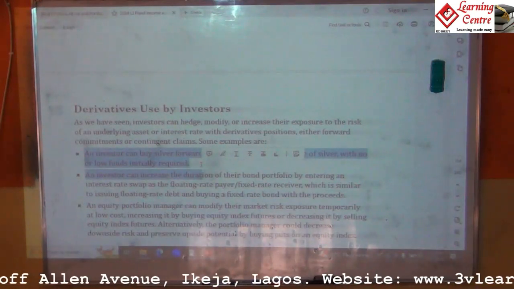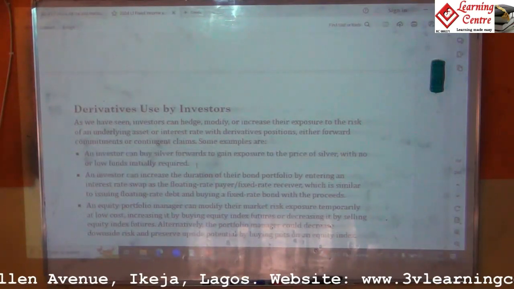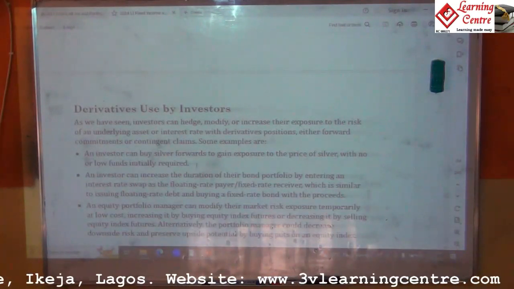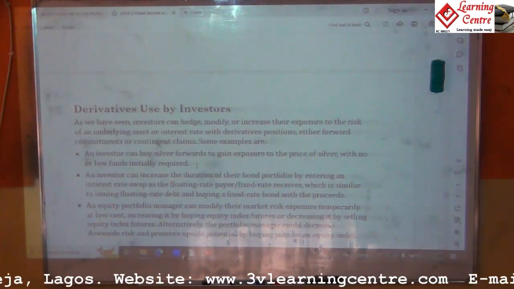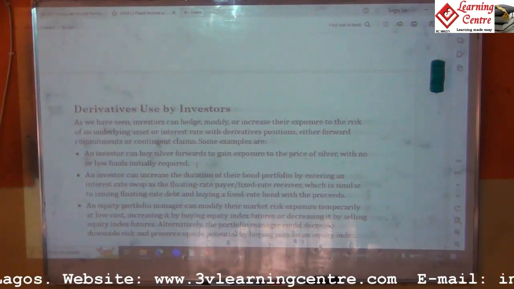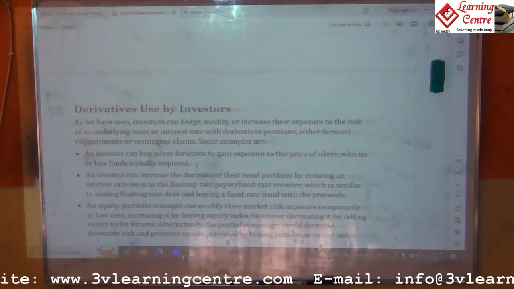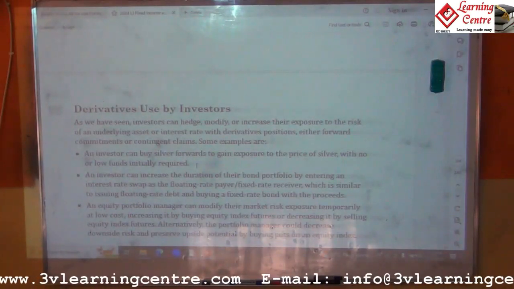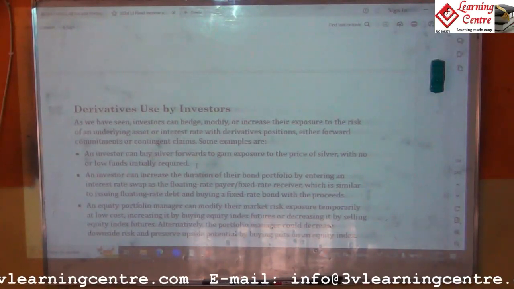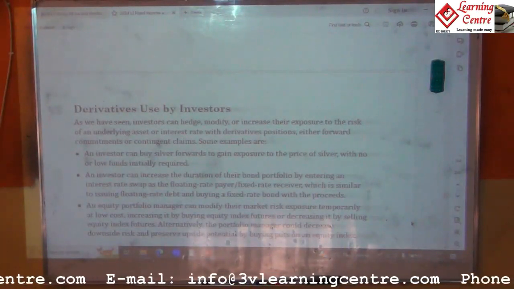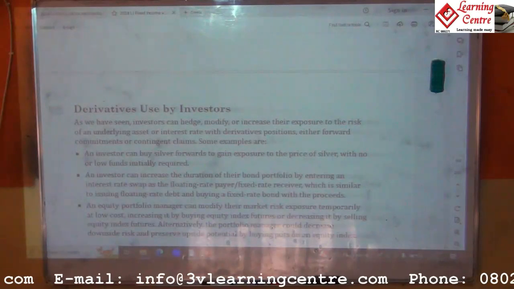If you want to buy gold now, you know how expensive it is. But you can enter a derivatives market for gold at a much cheaper rate. Do you understand? You are not buying the gold itself, but you are buying a derivative on that gold. So it gives you that ability to engage in markets even if you don't have the funds.